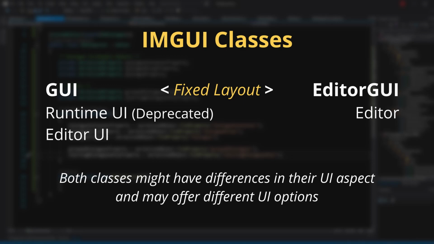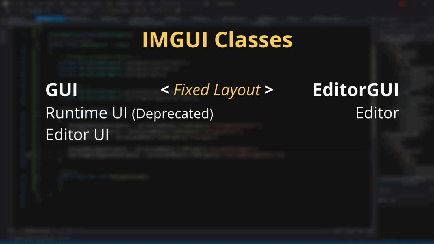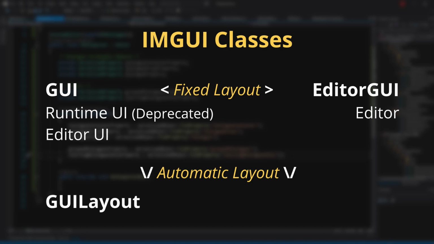a normal inspector. Thankfully, both of these classes have another class that basically wraps them, but makes it so that their layouts are automatic. Those classes are the GUILayout class and the EditorGUILayout class. For our custom inspector, we'll only be using the EditorGUILayout class. Of course, you are free to use both of them at the same time if you want to.